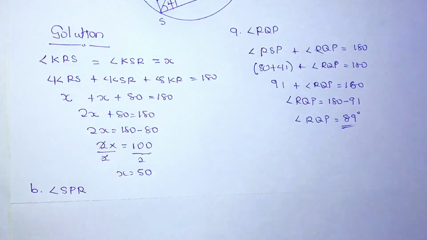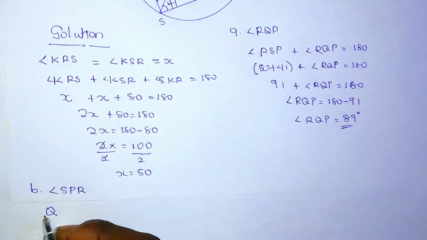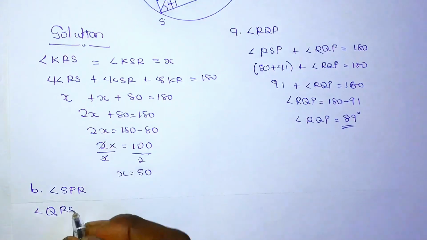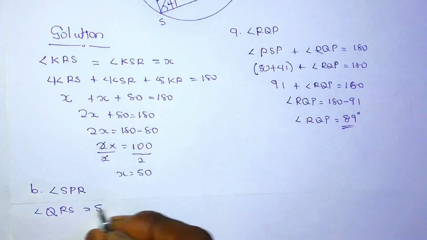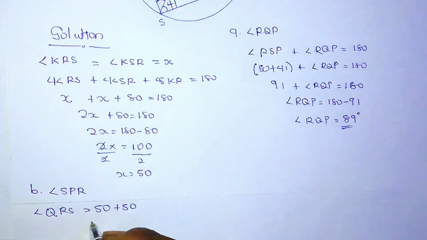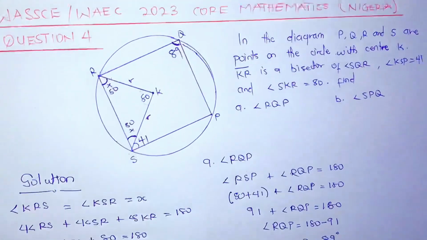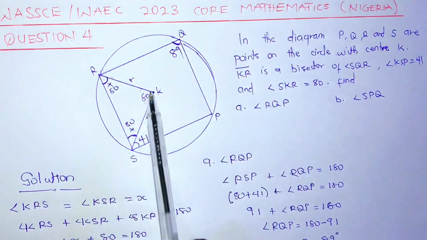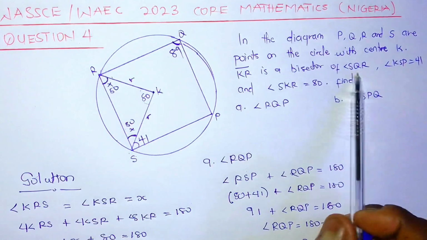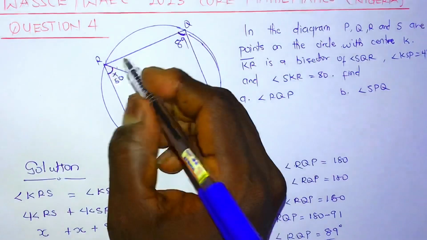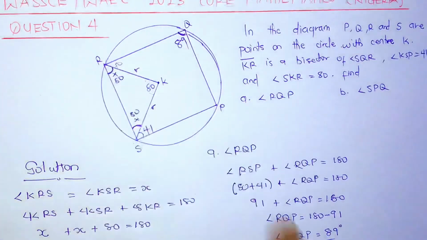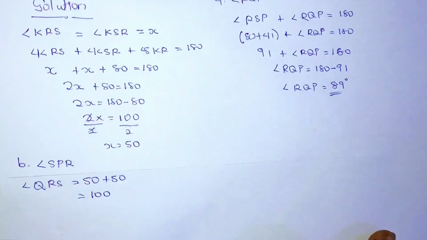Angle SPR. So with this one, we say that angle QRS is equal to 50 plus 50, and that's 100. Now the reason being that is that KR, from K to R, is a bisector of SQR. So if you divide it into equal parts, this side here will also be 50. So 50 plus 50, and that's 100.